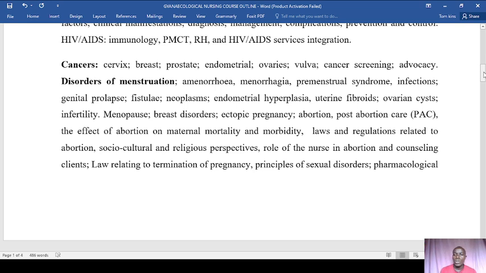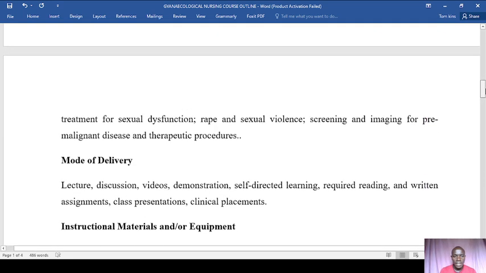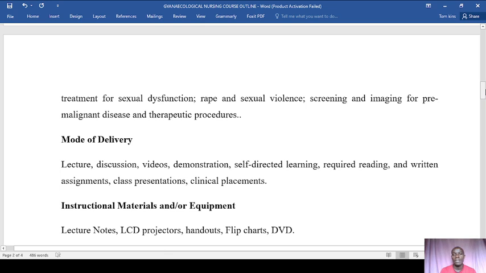And we can also look at the laws and regulations related to abortion, share the social, cultural, and religious perspectives of this, and the role of a nurse in abortion and counseling clients, and laws relating to termination of pregnancy, principles of sexual disorders, pharmacological treatment of sexual dysfunction, rape, sexual violence screening, imaging for pre-malignant disease, and therapeutic procedures.